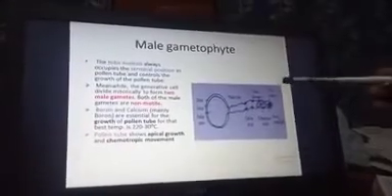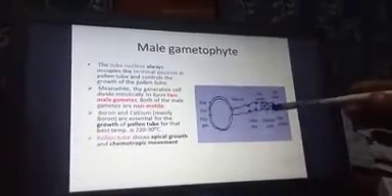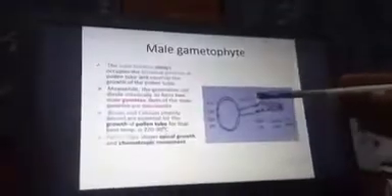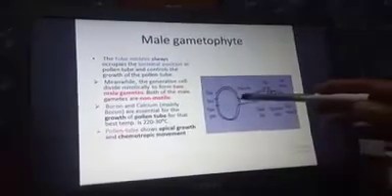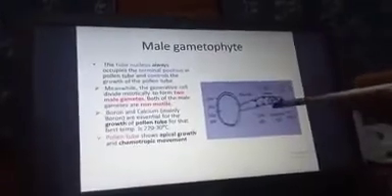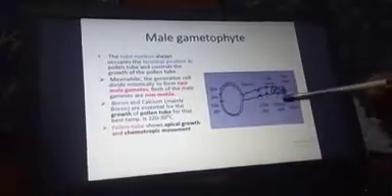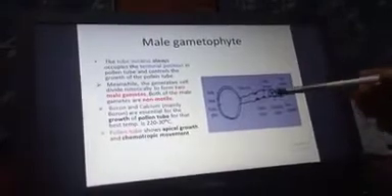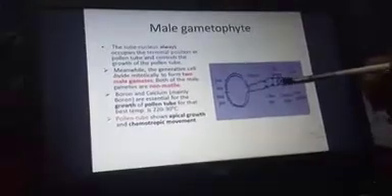Now, in the male gametophyte, the tube nucleus always occupies the terminal position in the pollen tube and controls the growth of the pollen tube. First of all, this tube nucleus enters into this pollen tube. Then what happens? Meanwhile, the generative cell divides mitotically to form two male gametes, 1 and 2. These are the two male gametes. Both male gametes are non-motile, that means they lack flagella.